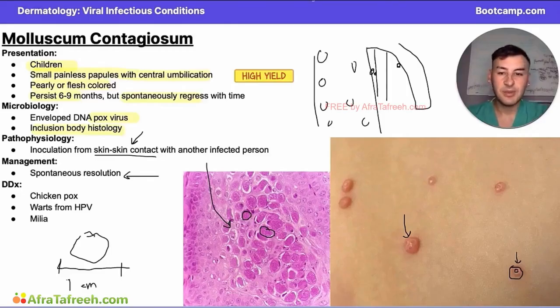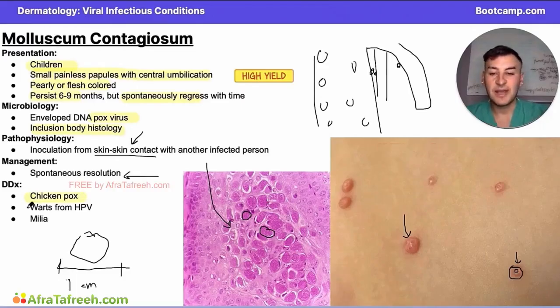So let's talk about some differential diagnosis for molluscum contagiosum. Chickenpox is going to look slightly similar. I think that the lesions are easy enough to tell apart because molluscum has these central umbilications, but also chickenpox will present with fever, whereas molluscum will be an afebrile illness. Warts from HPV tend to look a lot rougher in texture than the ones that we see here in molluscum contagiosum with central umbilication.